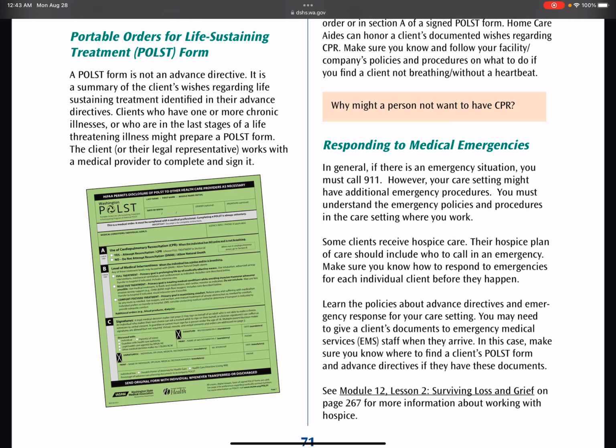It gives instructions to doctors, emergency, or medical staff in the event of a medical emergency. It explains what treatment the client wants, or whether or not to start CPR. If this paper says DNR, that means the client requests to refuse CPR if the heart or breathing stops.